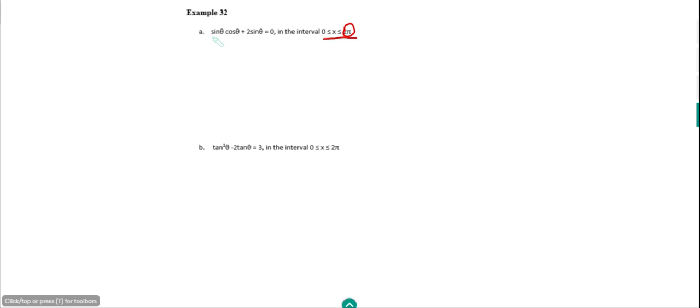So what we need to do first of all is take this sine theta cos theta plus 2 sine theta, and if we factorise it, then we can take a sine theta outside of a bracket. And inside the bracket, we'd have cos theta plus 2, close the bracket, equals 0. So we've got two possibilities for this. We've got that either sine theta is equal to 0, or from the bracket, cos theta plus 2 equals 0, which means that cos theta would have to equal minus 2.